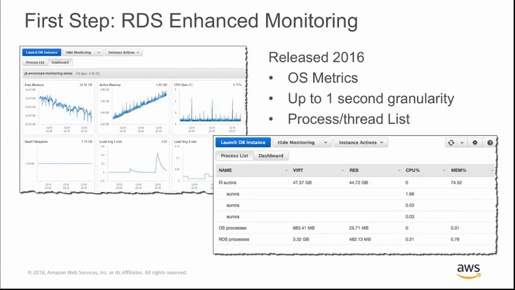Our first step was 2 years ago with the release of a feature called RDS Enhanced Monitoring. RDS Enhanced Monitoring concentrated on the OS statistics for RDS databases. A couple of good aspects of this feature were it had up to 1 second granularity, so very fine-grained collection of metrics optionally, and it has a feature called the process thread list, which is like the Unix top command, so providing insights into the processes running on the host that's supporting the RDS database. Now, this concentrated basically on the operating system.